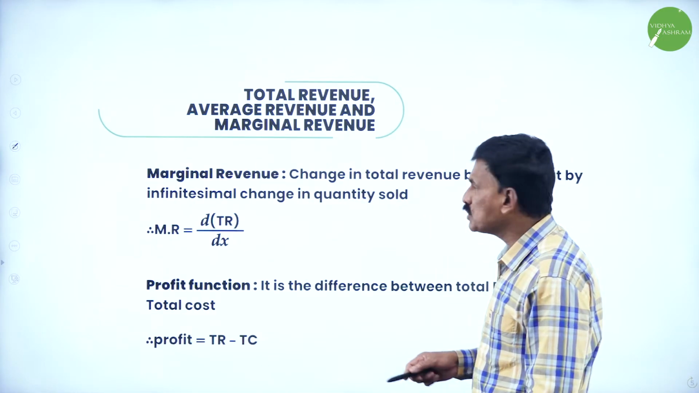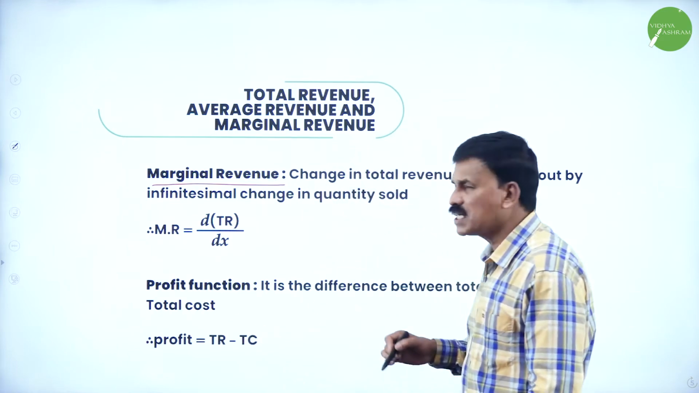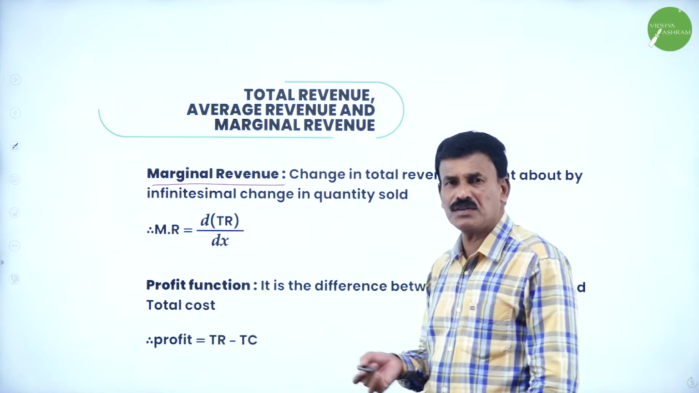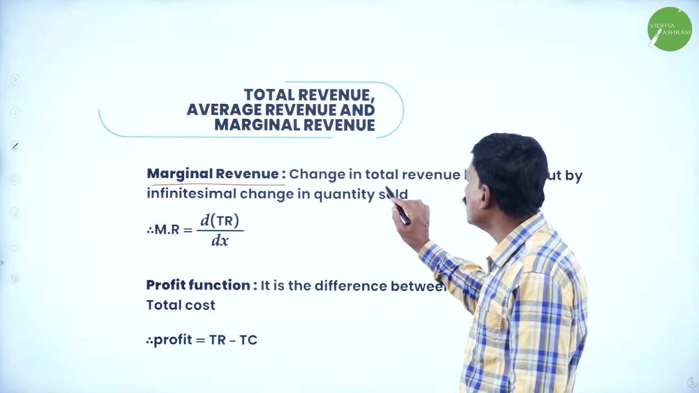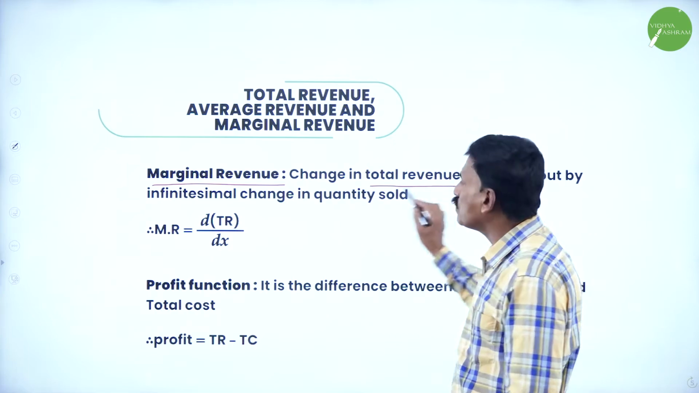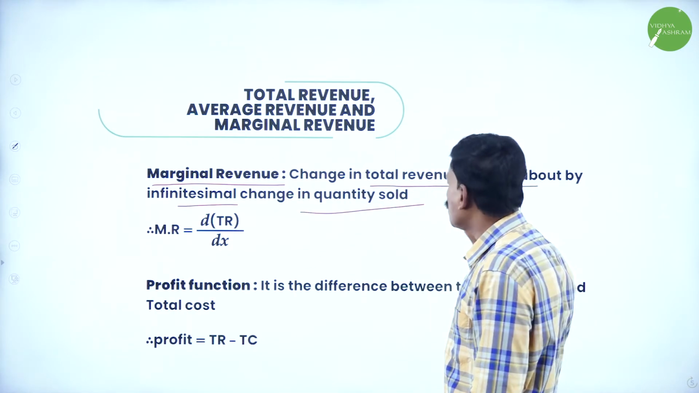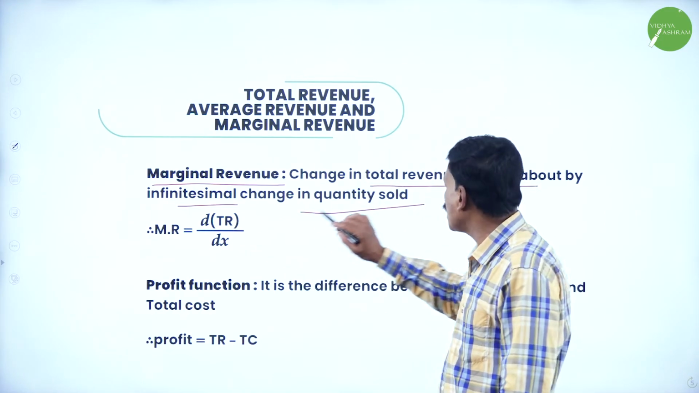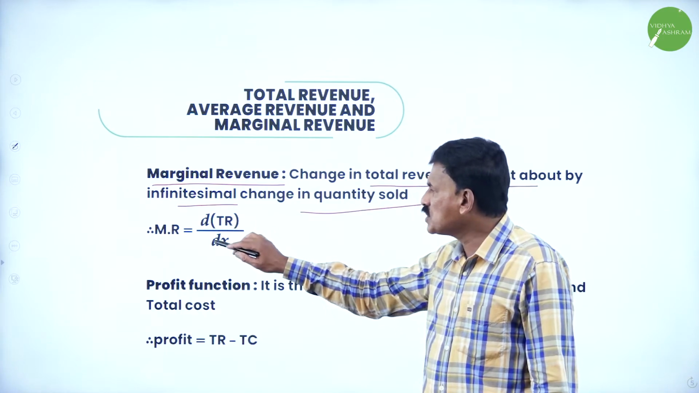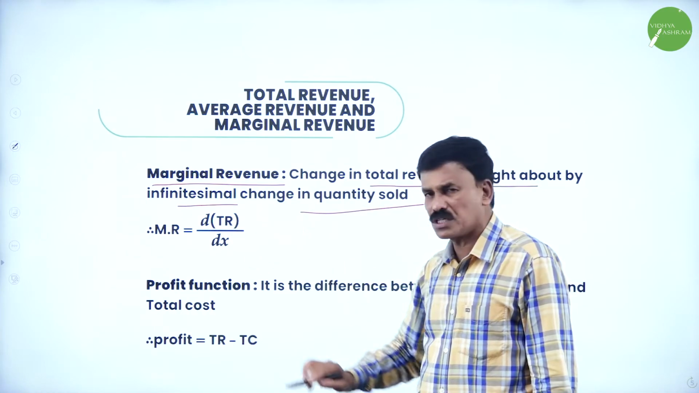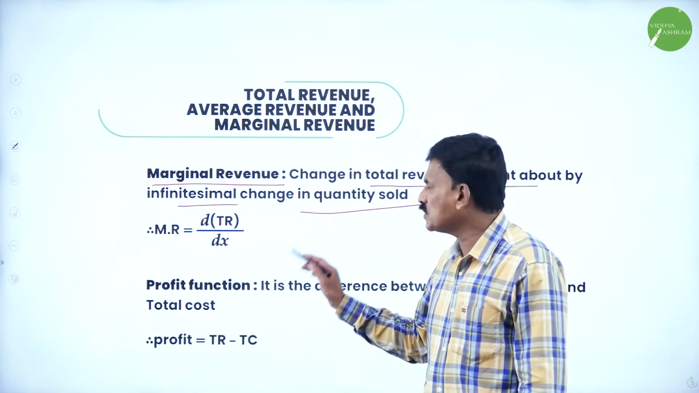Now, let us come to the marginal revenue. What is this marginal revenue? Marginal revenue is nothing but the rate of change of total revenue. It is the change in total revenue brought about by the change in the quantity sold, denoted as d by dx of total revenue. So the marginal revenue is equal to d by dx of the total revenue.